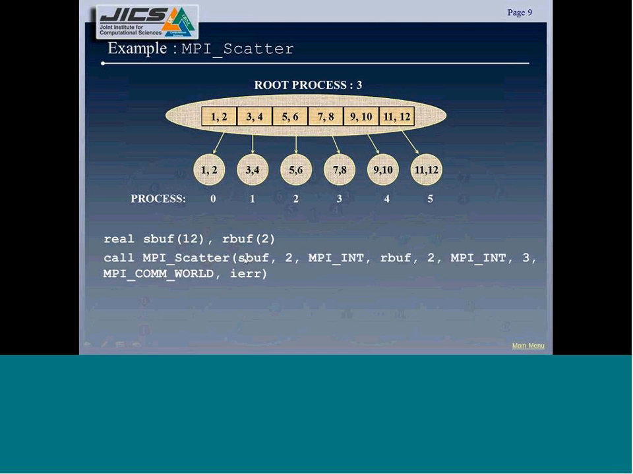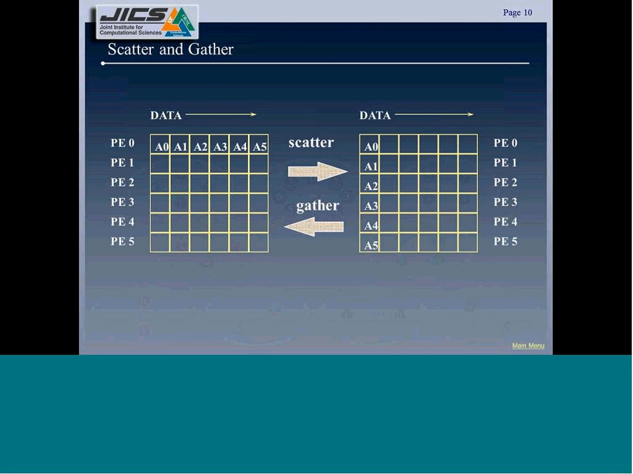So in the receive buffer, each of the processes will only have 2 integers. And for instance, process 2 gets 5 and 6, and process 4 gets 9 and 10. And process 3 will send itself a chunk of data as well, and will basically get back 7 and 8. That's how scatter works.